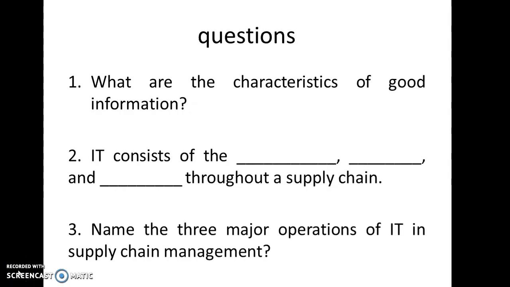The second question, IT in the context of supply chain management consists of dash, dash and dash throughout a supply chain. The answer is hardware, software and people. Third one, name the three major operations of IT in supply chain management. The three major operations of IT in supply chain management are gather, analyze and execute.